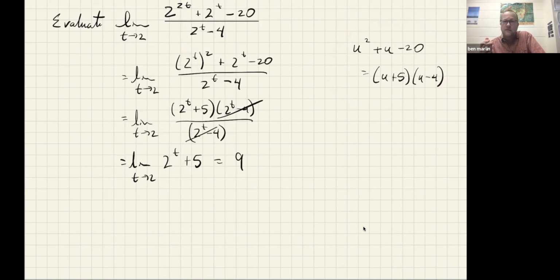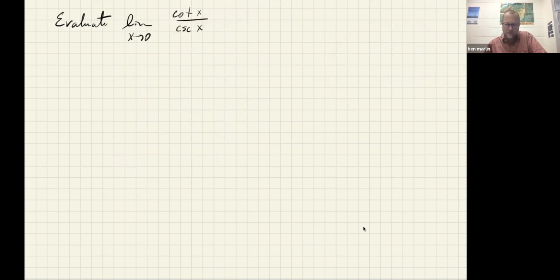If I have a cosine squared and a cosine, I probably am thinking about the cosine being separated out and getting squared. So same thing with an exponential or a log or whatever function you're dealing with. So, all right, here's one with some trig functions in it.